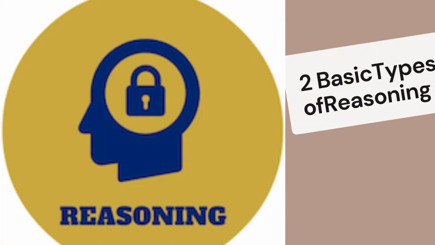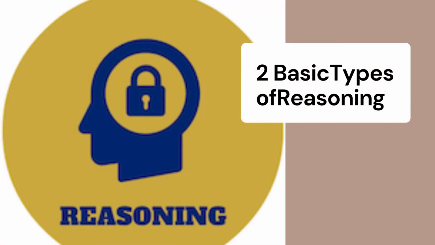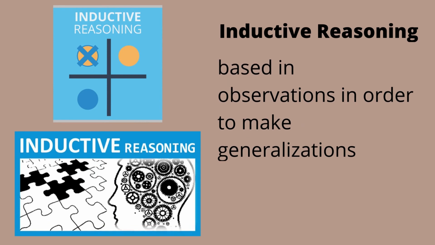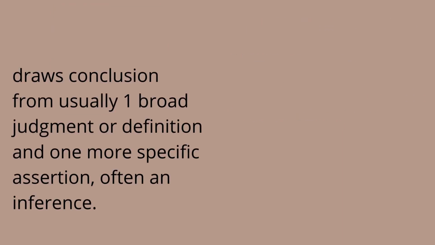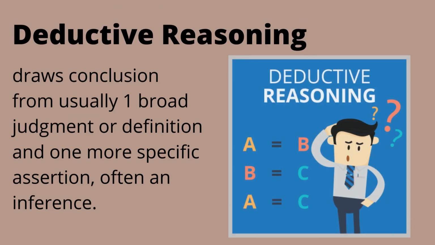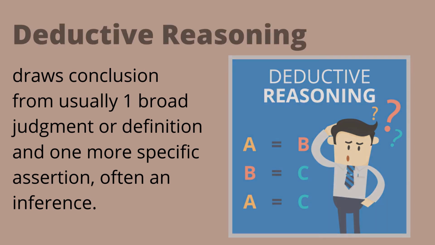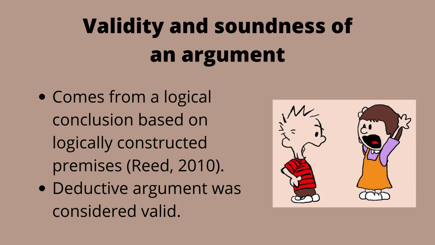Logic is actually divided into two types of reasoning, namely inductive and deductive reasoning. The first one is inductive reasoning, wherein it is based on observations in order to make generalizations. Deductive reasoning, on the other hand, draws conclusion from usually one broad judgment or definition and one more specific assertion, often an inference. For validity and soundness of an argument, it comes from a logical conclusion based on logically constructed premises, or in other words, a deductive argument is considered valid.